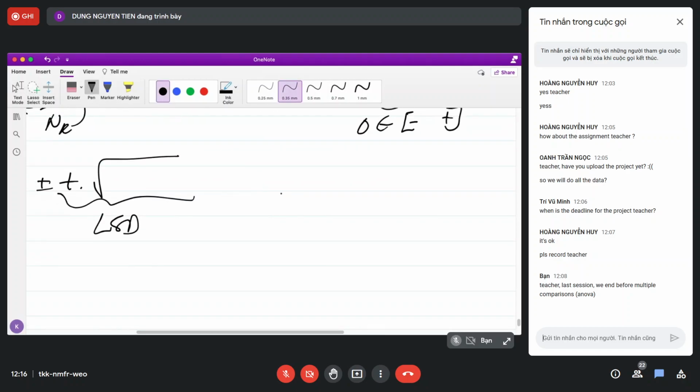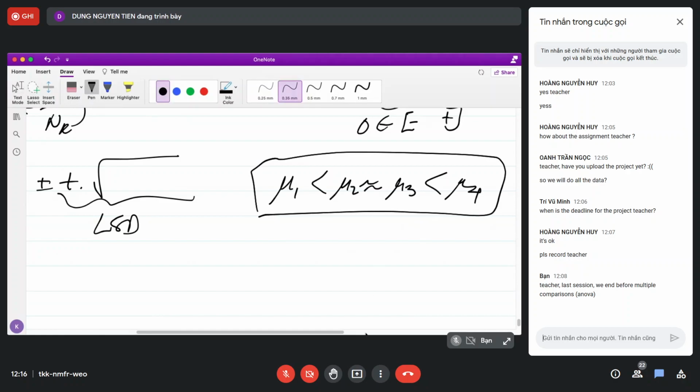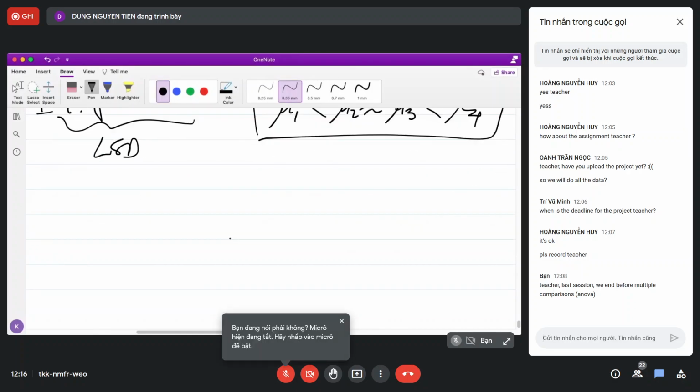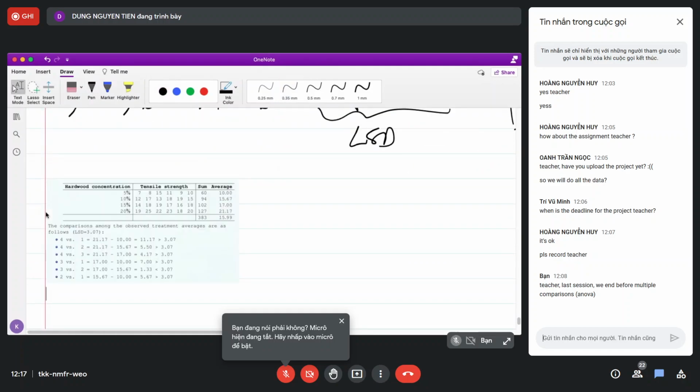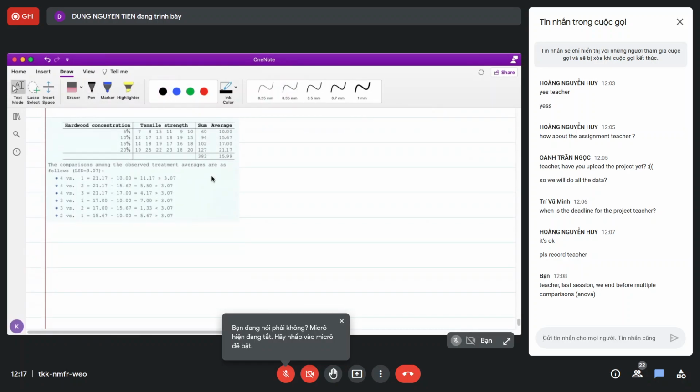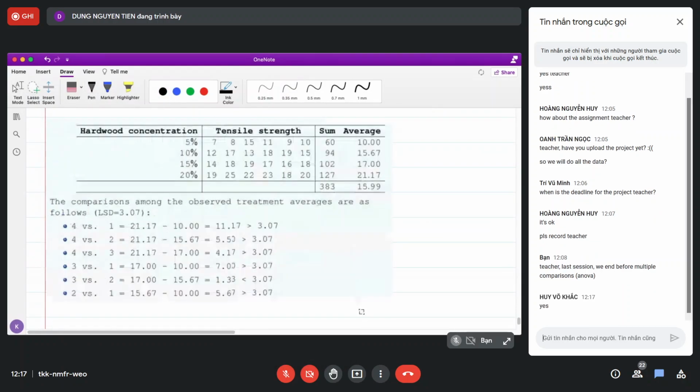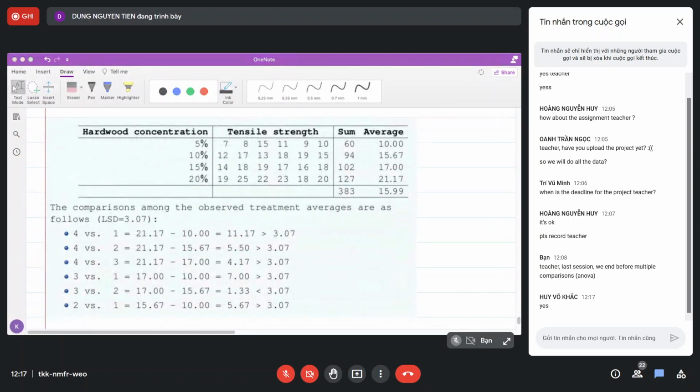So in conclusion, I can say that mu1 is less than mu2. It could be the same as mu3, and mu3 is less than mu4. So this is the result of the multiple comparison. Do you understand what I said? Is it clear? Okay, may I move on?